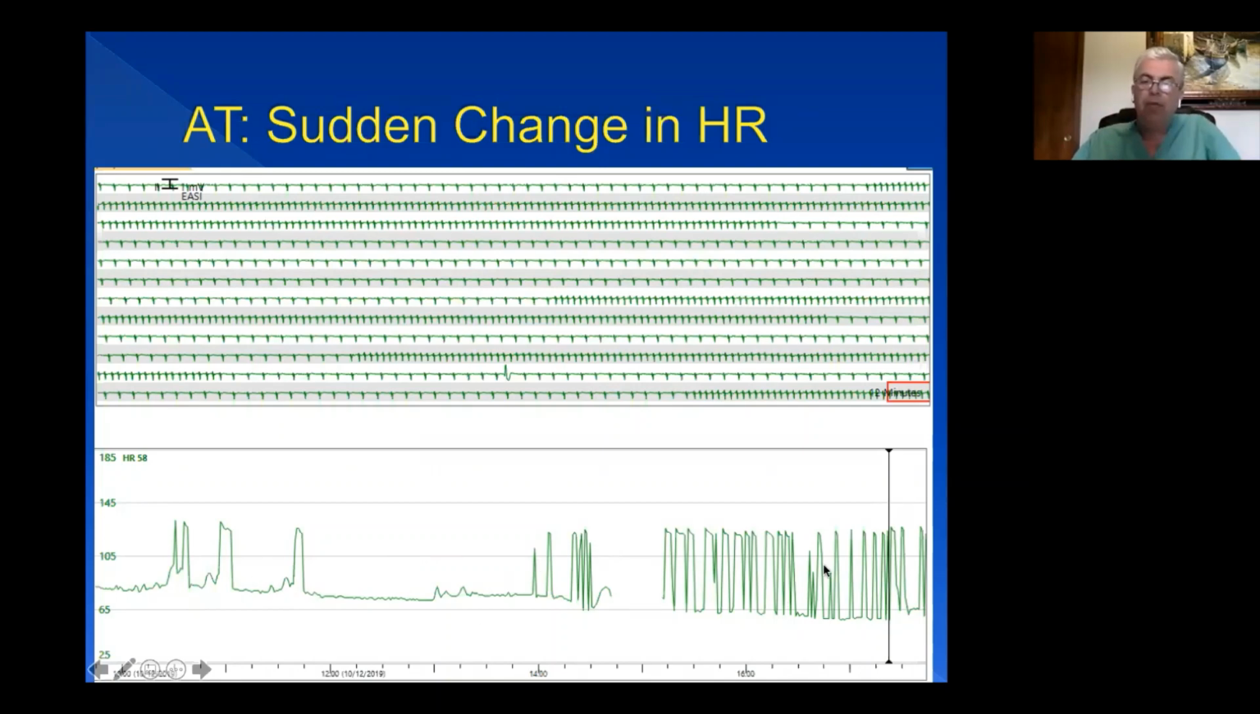But I'm just showing you this to show you what sudden on and off is. This cannot be sinus tachycardia. This is anything but sinus tachycardia. So this is just to show you an example of the difference between sudden and gradual increase in heart rate.